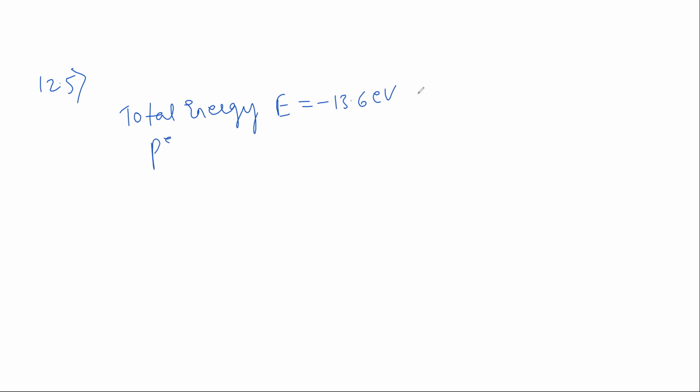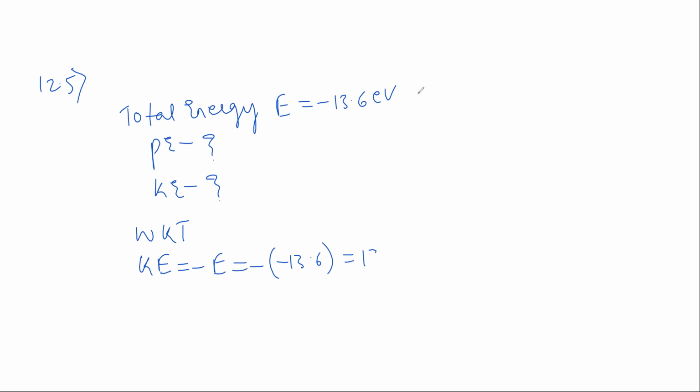They want us to calculate potential energy and kinetic energy. We know that kinetic energy is given by minus of E, that's equal to minus of minus 13.6, and with the sign convention it becomes plus 13.6 electron volt. Potential energy is given by minus 2 times kinetic energy, that's minus 2 into 13.6, so minus 27.2 electron volt.